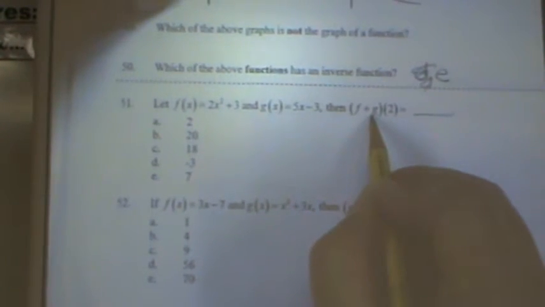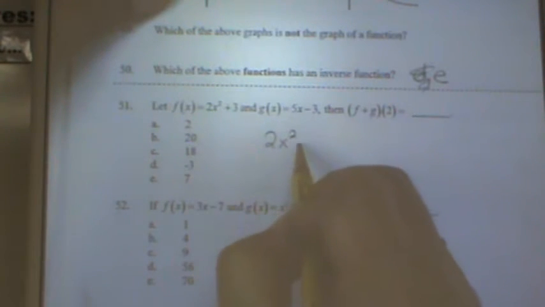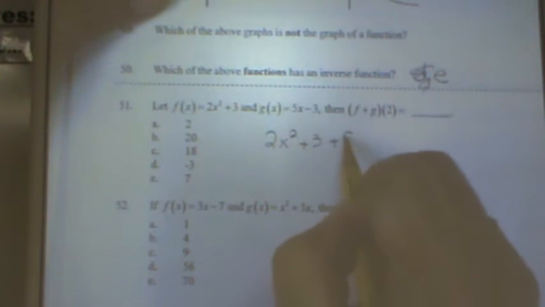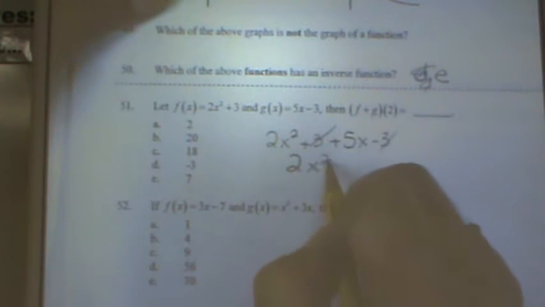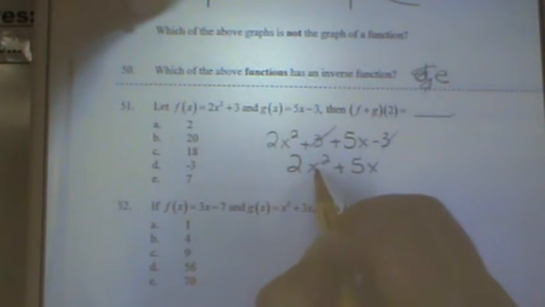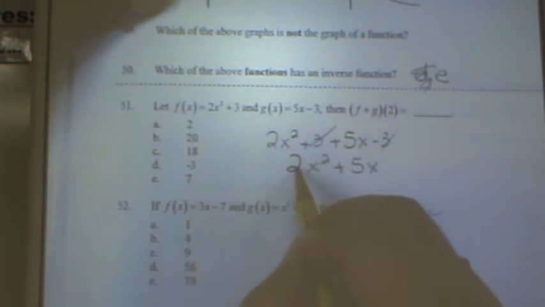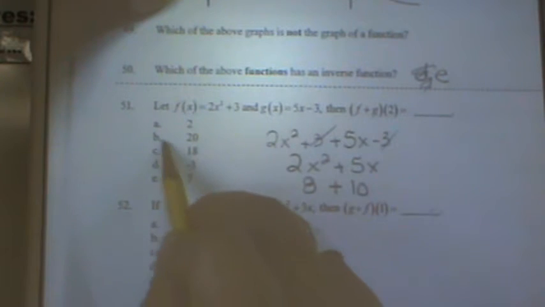51. They want you to combine f plus g. So you would add 2x squared plus 3 plus 5x minus 3. The 3's cancel out, you get 2x squared plus 5x. And then you're going to evaluate this for 2. If you plug 2 in here, 2 squared times 2 is 8. And 5 times 2 is 10, so that gives us 18.